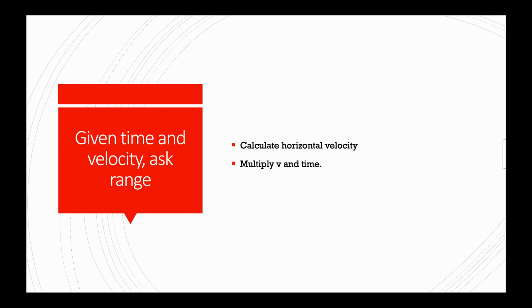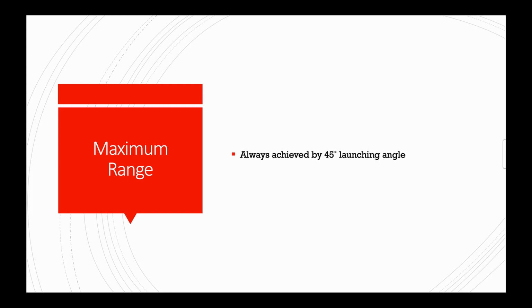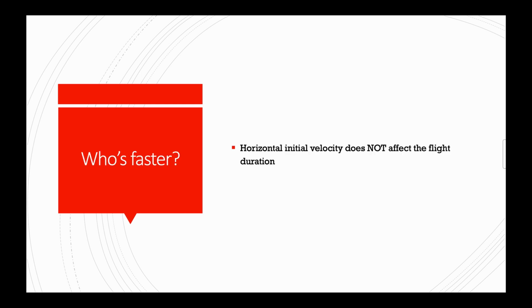Third, when you are given time and velocity and you are asked about range, you can always calculate the horizontal velocity and use that information to multiply by the time you are given. Because as I said, the time will remain constant no matter which component you are talking about. Then the maximum range is always achieved by a 45 degree launching angle, and you can experimentally determine this. The last tip, who is faster? The horizontal initial velocity does not affect the flight duration, meaning that if you drop a ball or throw a ball exactly horizontally, they will land at exactly the same time.